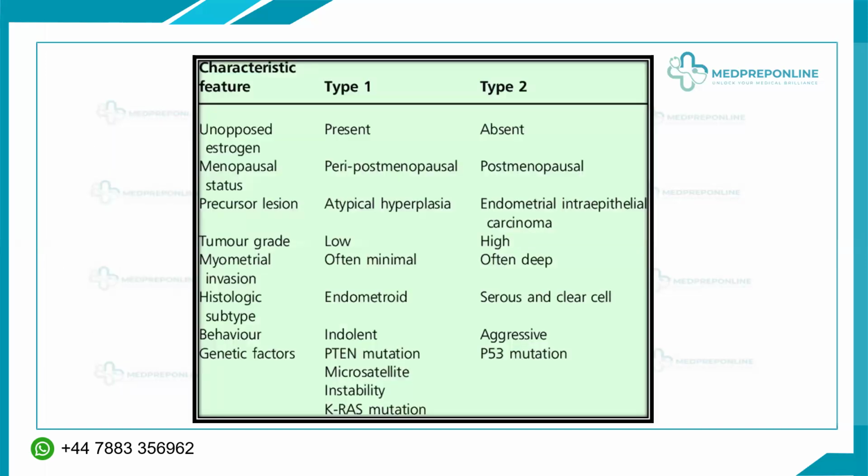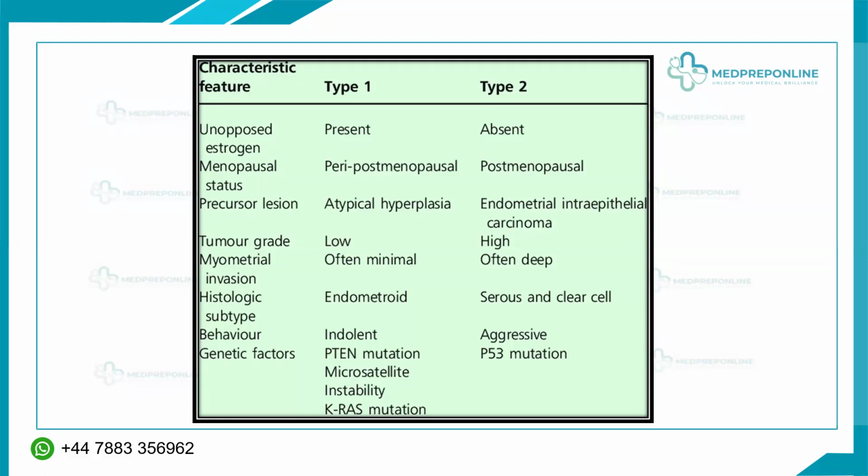Now coming to the types, broadly endometrial carcinoma is divided into two, type 1 and type 2. So type 1 is always estrogen dependent, and in type 2, there is no estrogen involved. Type 1 presents in the perimenopausal age group, and type 2 is mostly seen in postmenopausal women. The precursor lesion for type 1 is atypical hyperplasia, and for type 2 is intraepithelial carcinoma. Because type 1 tumors are estrogen dependent, they are low-grade, and type 2 are high-grade tumors. Because they are low-grade, there's minimal myometrial invasion, whereas the myometrium is deeply involved in type 2 tumors.